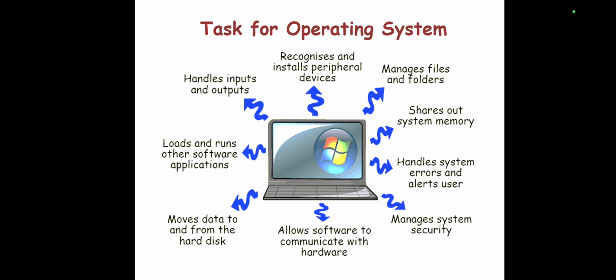Here are the tasks of operating systems. Recognize and install peripheral devices, manage files and folders, set up system memory, handle system errors and alert the user, manage system security, allow software to communicate with hardware, move data to and from the hard disks, load and run other software applications, and handle the input and output units.